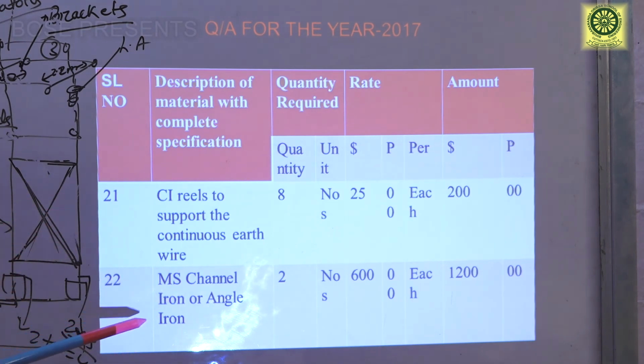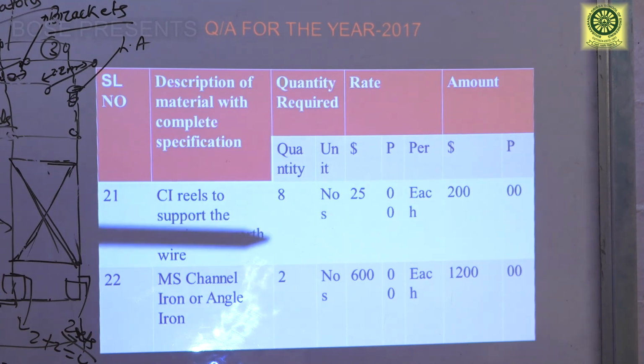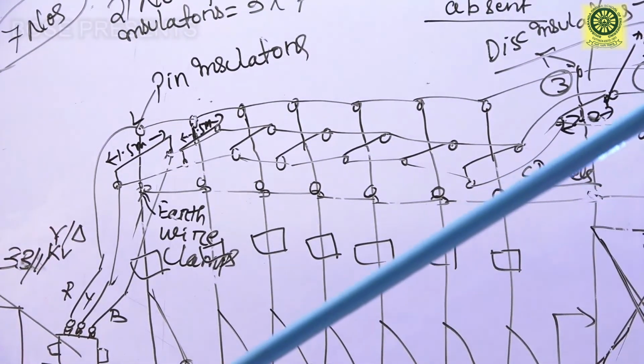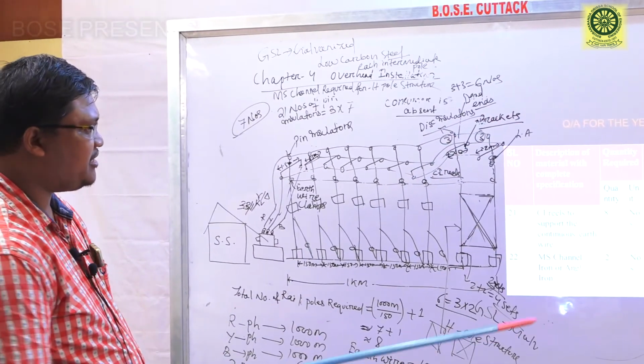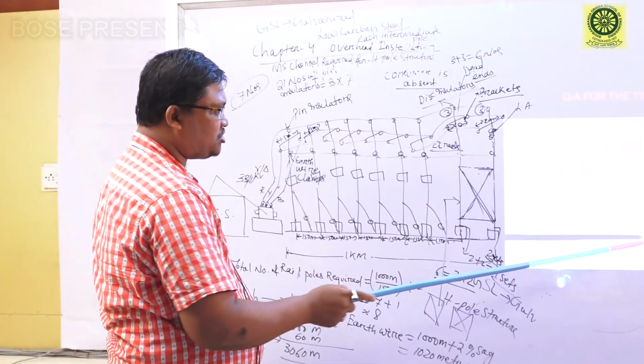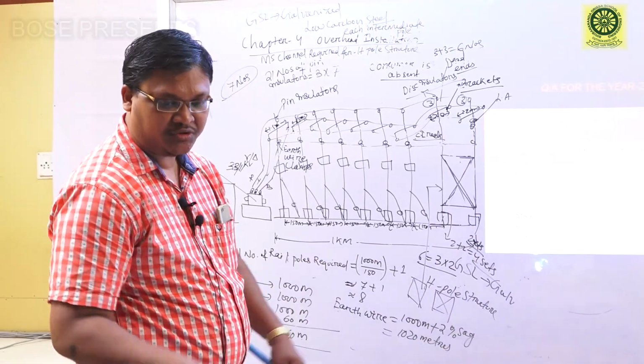Next, MS channel iron or angle iron. This is also required for H-pole structure. For H-pole structure, we are using MS channel, and 2 numbers are required. Each costs 600, so total will cost 1200.